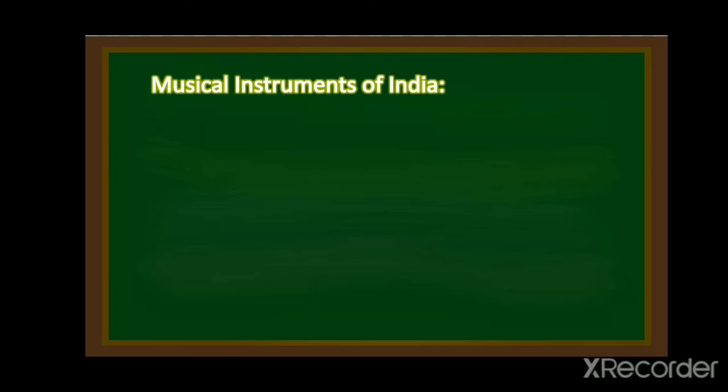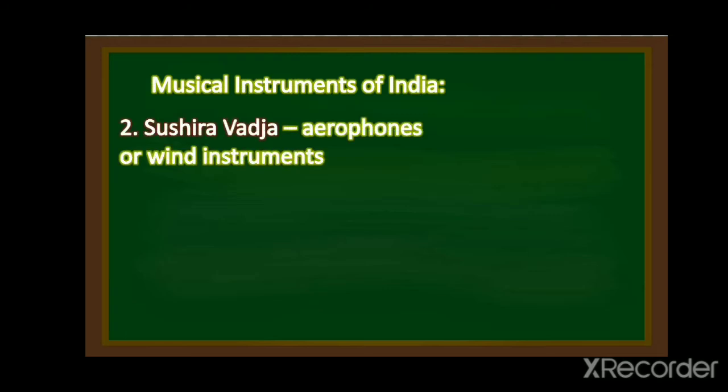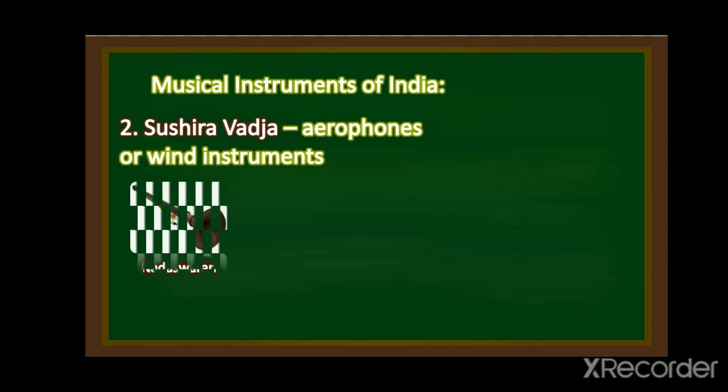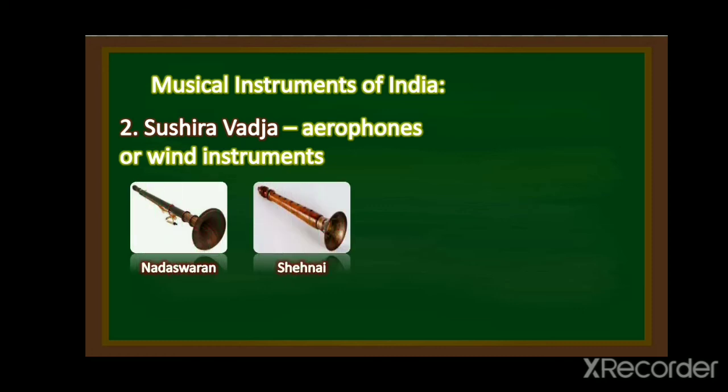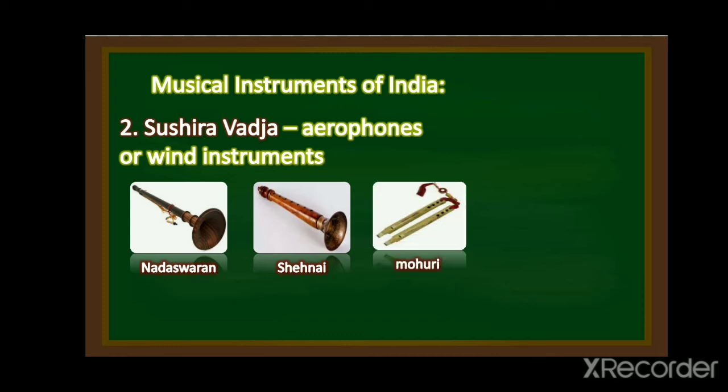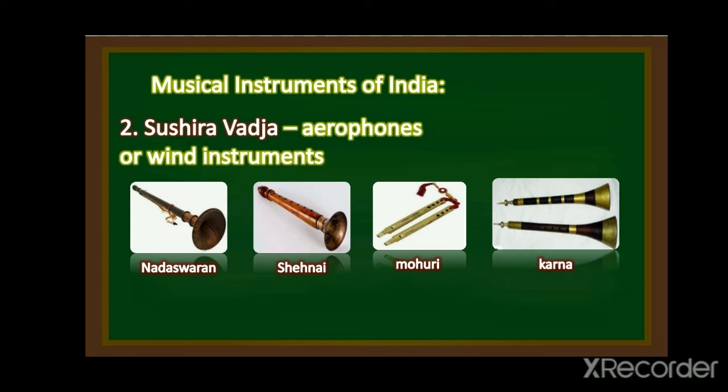Next from the musical instruments of India is the Sushira Vadya, which means the aerophones or wind instruments. Examples are the Dasawaran, Shehnai, Mohori, and Karna. These are examples of the wind instruments of Sushira Vadya.